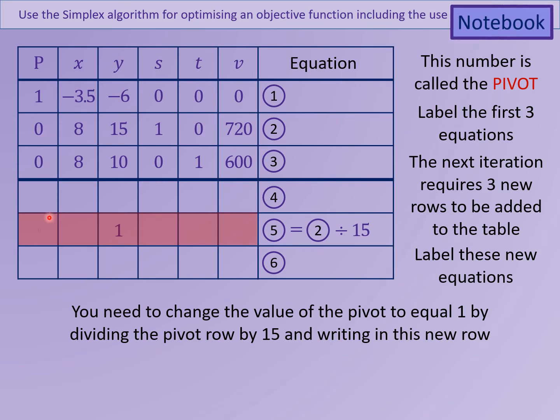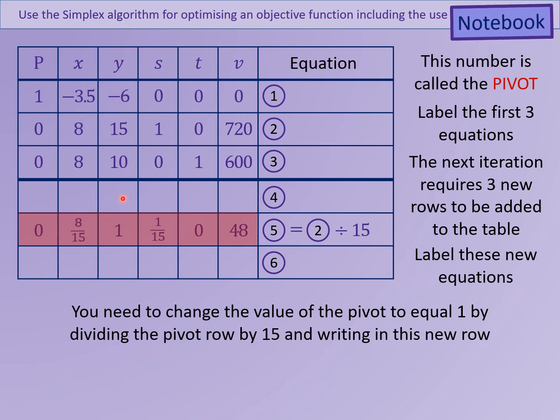So what do I get? 0 divided by 15 is 0. 8 divided by 15, just write it as 8/15. You can leave the fractions as they are. 1 divided by 15 is 1/15, then 0. And this one we know from the ratio test, 48. Now the next goal is to get these two to 0, because it's all about the pivot column.